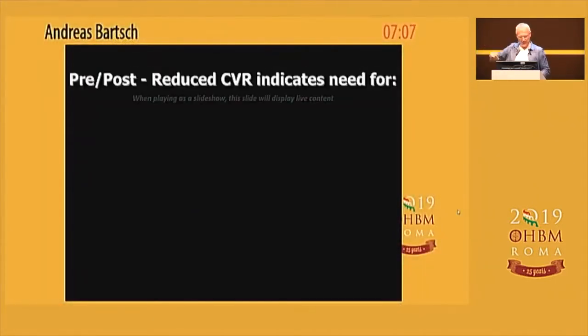Oh, yeah. Poster, we should see a pre-post comparison if this works.